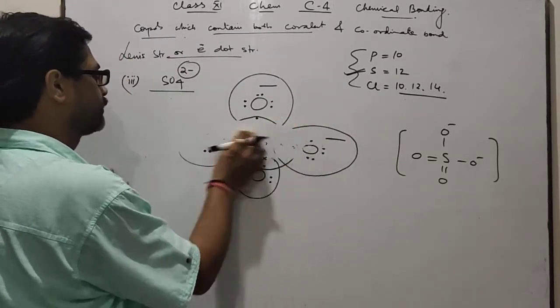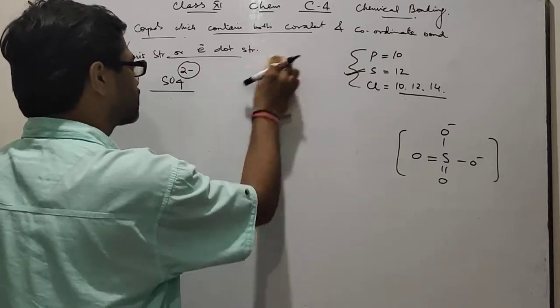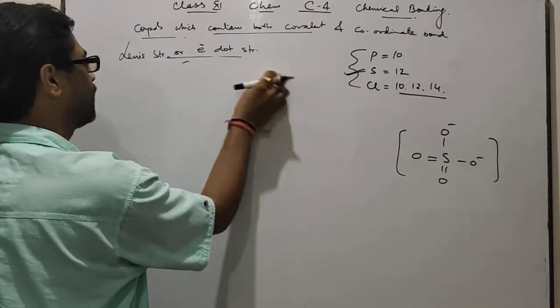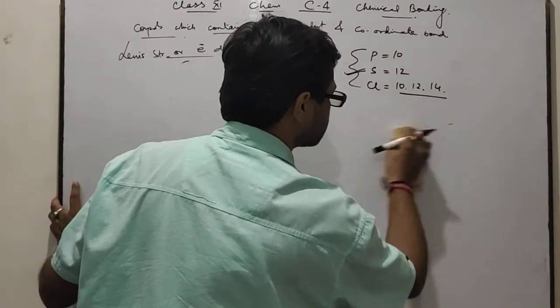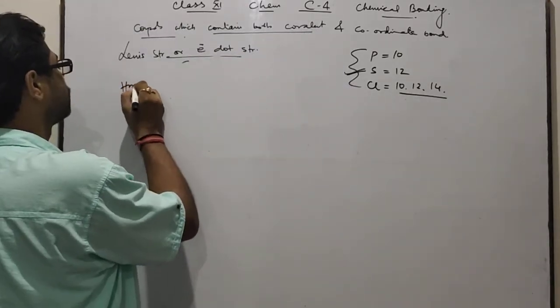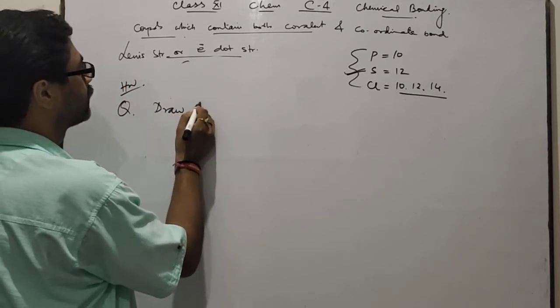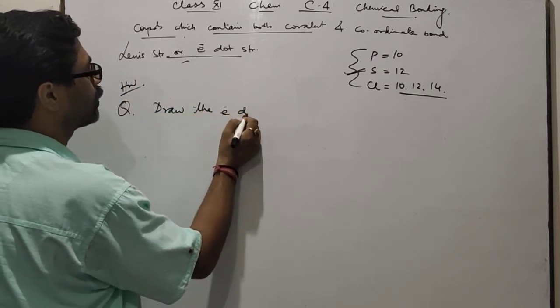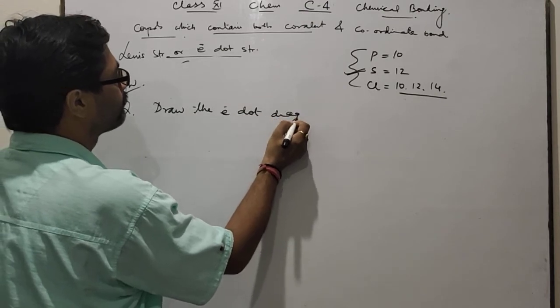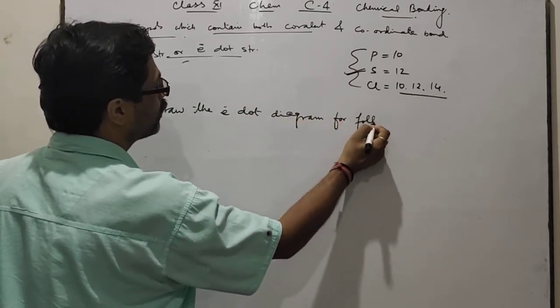I give you some homework to draw by yourself the electron dot structures of some compounds and some ions. Try to draw these. If any problem, then ask me. Homework: draw the electron dot diagram for the following.